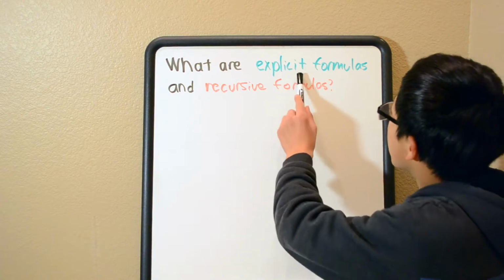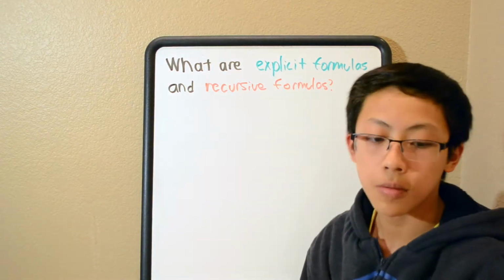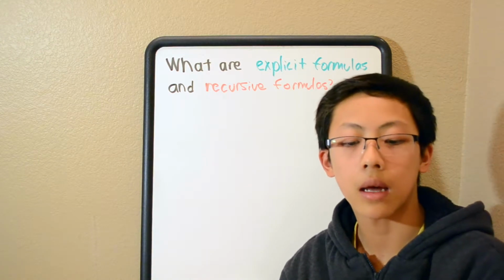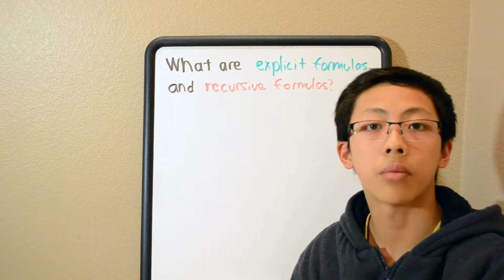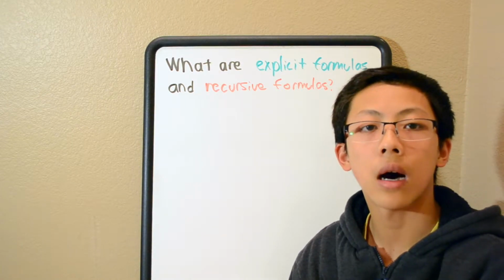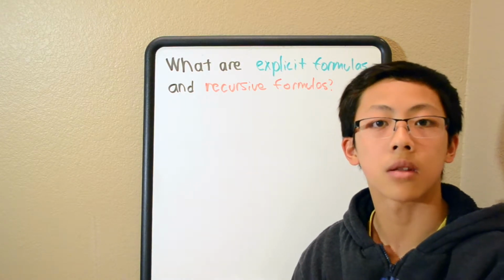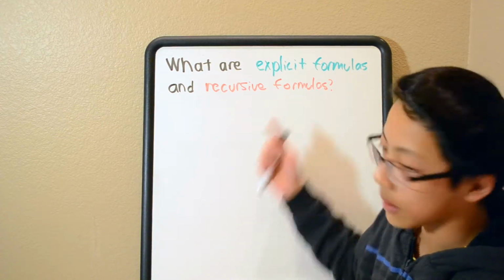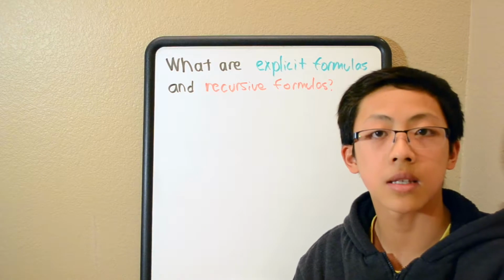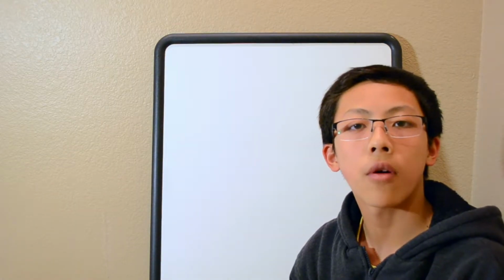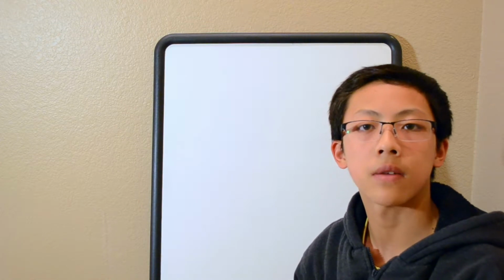So, let's start off with explicit formulas. An explicit formula can be used to compute one term without finding all the previous terms before it. So it's helpful when you need to find, for example, the 100th term of a sequence. And what are recursive formulas? Recursive formulas use the same processes to get from term to term. So now, let's look at the formulas for explicit and recursive formulas.